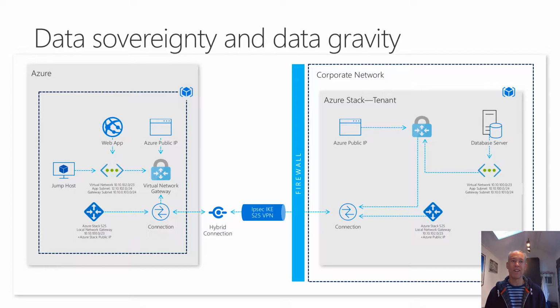Another interesting hybrid application pattern. Again, here's a little more logical exploded view. You've got a site-to-site VPN gateway. You can see the deployment of the web app, and you can see that the database server exists only on the Azure Stack part of the picture.